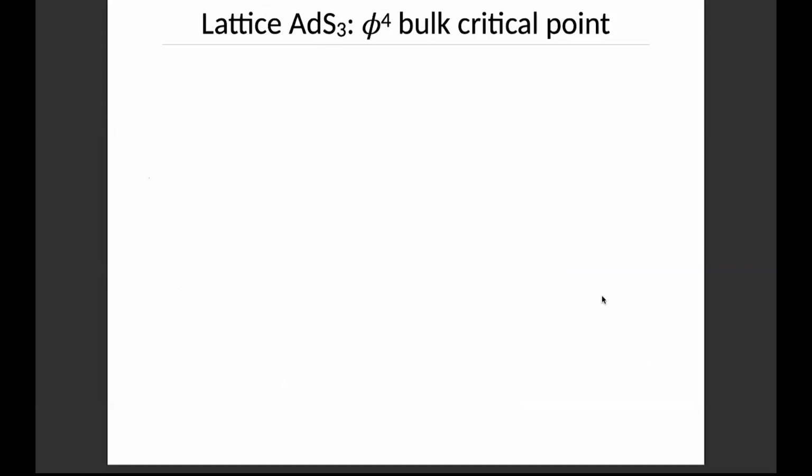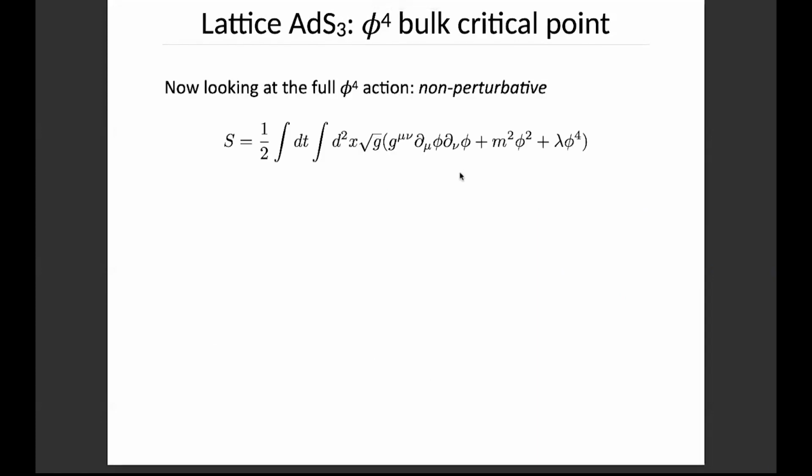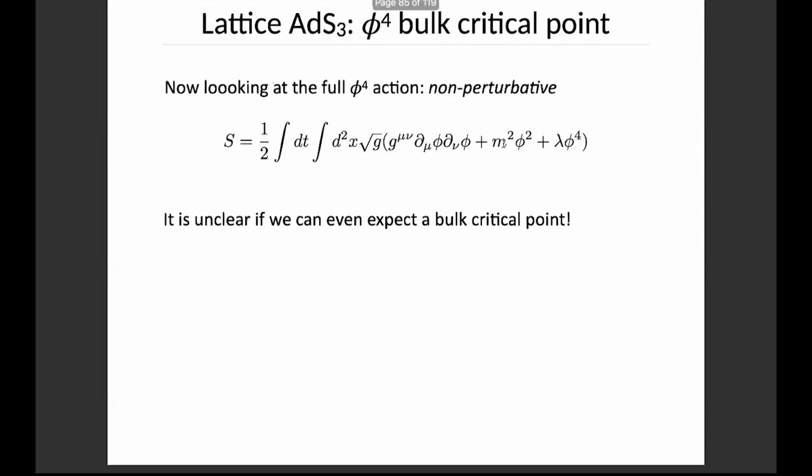So we ask, does phi 4 have a bulk critical point? Now we're looking at the phi 4 action here, except now we're going to make lambda non-zero, m non-zero. We're just looking at this full action here. It's unclear at first if we can even expect a bulk critical point.